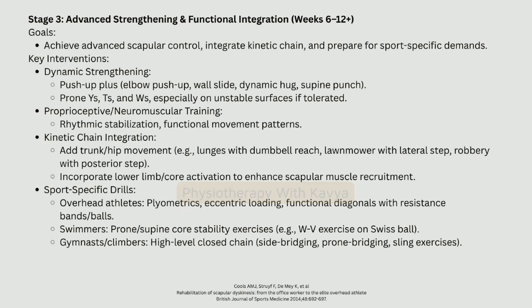Proprioceptive neuromuscular training, kinetic chain integration, add trunk hip movement like lunges with dumbbell reach, lawnmower with lateral step, robbery with posterior step. Incorporate lower limb core activation to enhance scapular muscle recruitment. Then we have sport specific drills for athletes. Overhead athletes go for plyometrics, eccentric loading, functional diagonals with resistance, pants and balls. Swimmers can have prone, supine core stability exercises. Gymnasts and climbers, high level closed chain exercises.